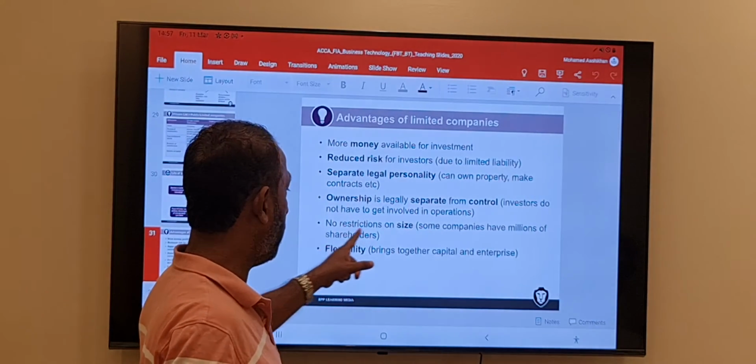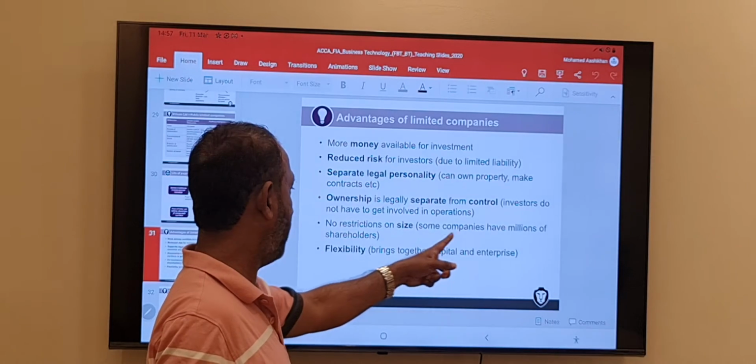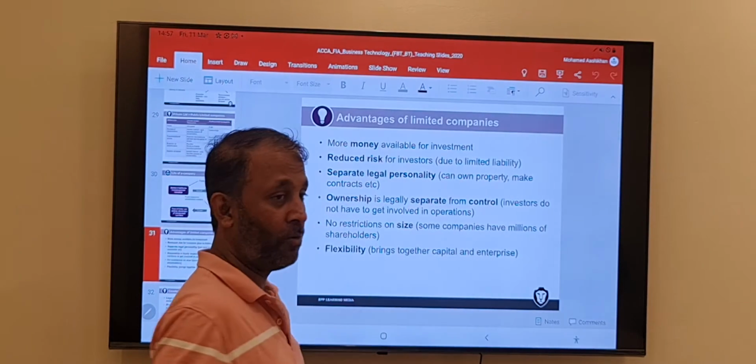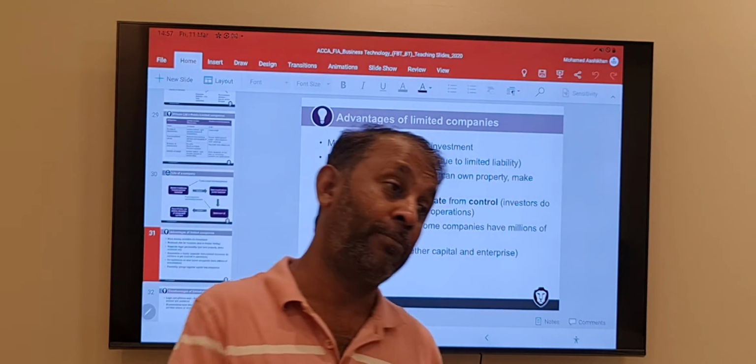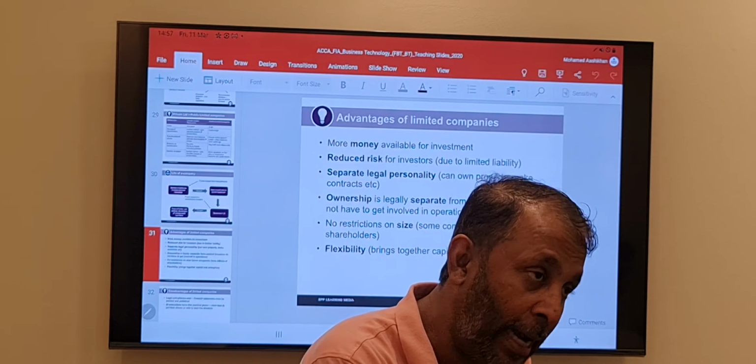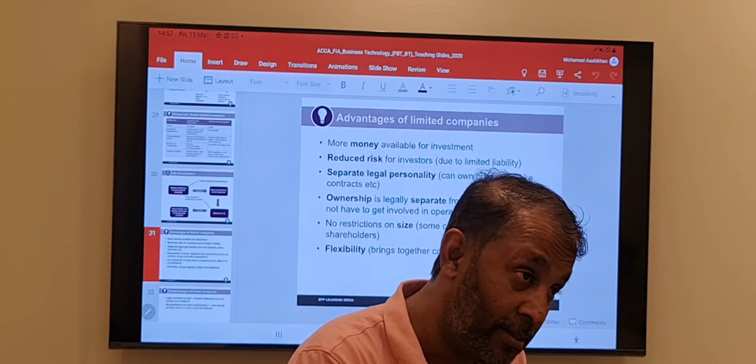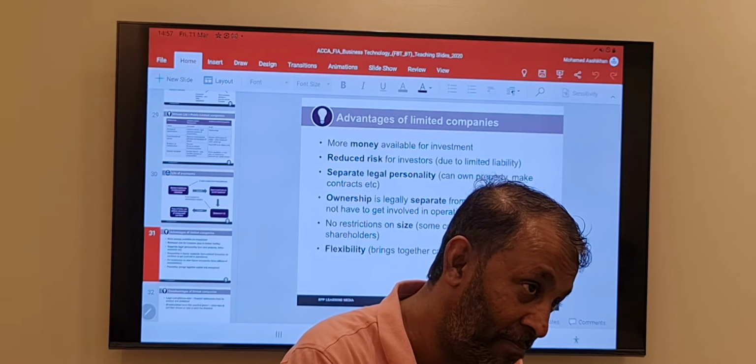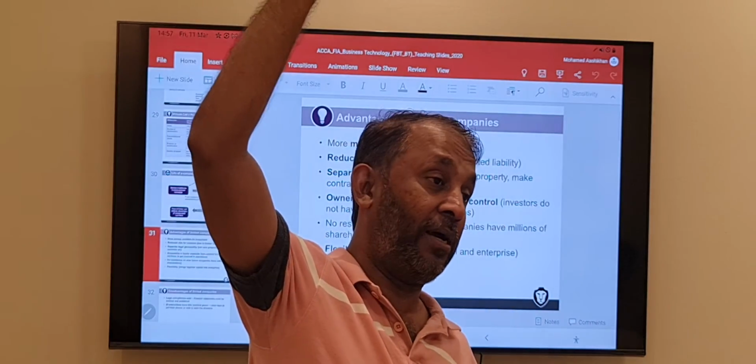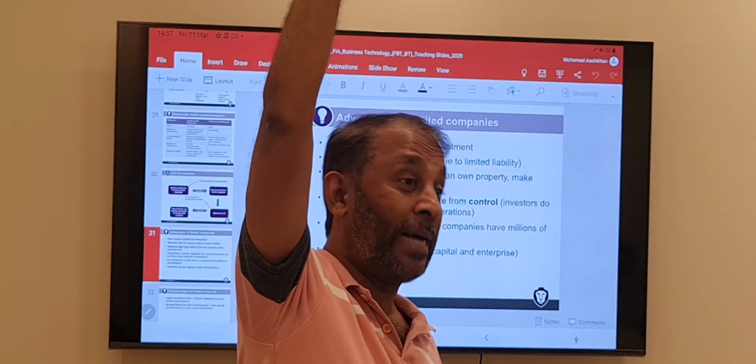And then no restrictions on size. Some companies can have millions of shareholders, starting with a minimum of 1. And you can go up to 50, then that is a private limited company. If it is exceeding 50, you can even go up to the sky is the limit.